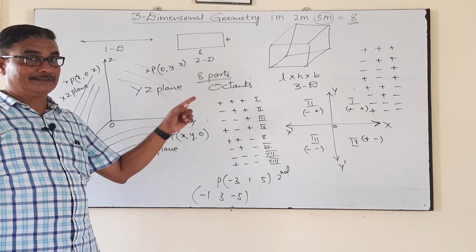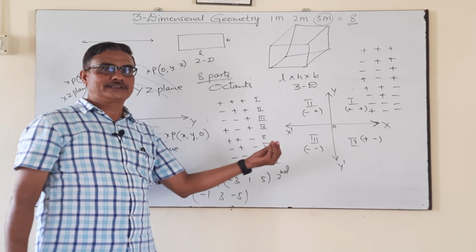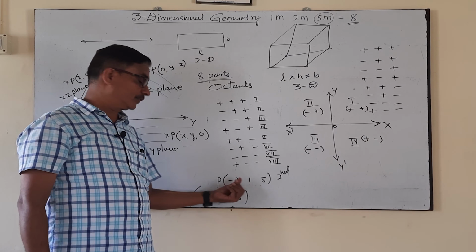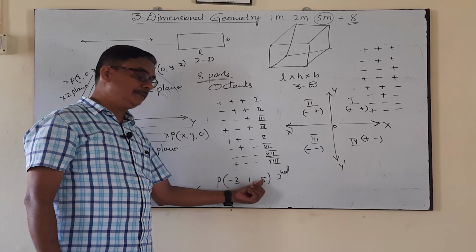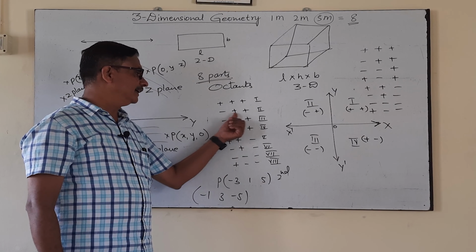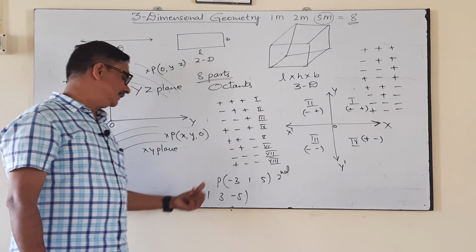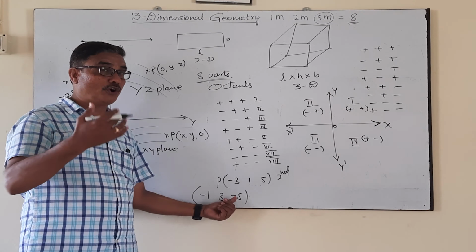Remember, they will ask a CET question: a point is given, in which octant does it lie? You have to observe the signs. Take -3, 1, 5: minus sign, plus sign, plus sign. Minus, plus, plus lies in which octant? Second octant. Suppose the point -1, 3, -5 lies in which octant?